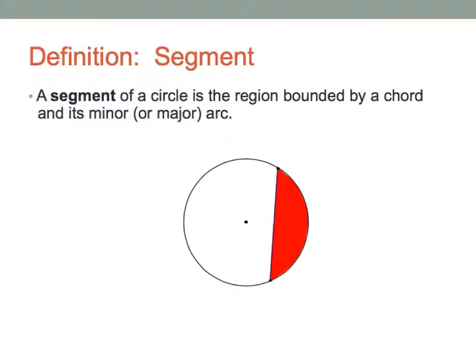Another definition, now this is going to be new, it's segment. A segment of a circle is the region bounded by a chord, and so we know that this is the chord and the minor arc. This is our minor arc. It's the one that's under 180 degrees.